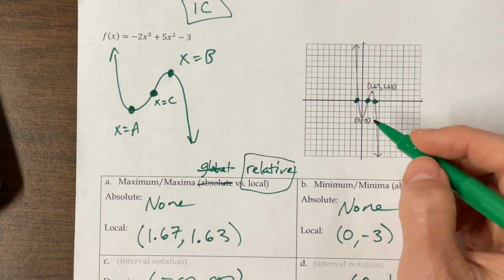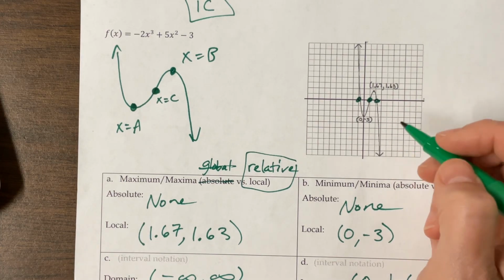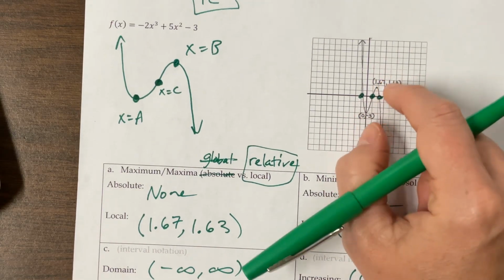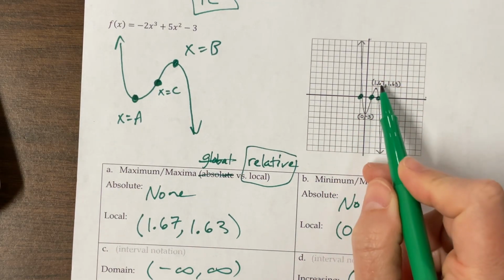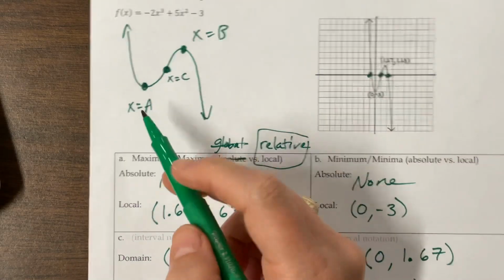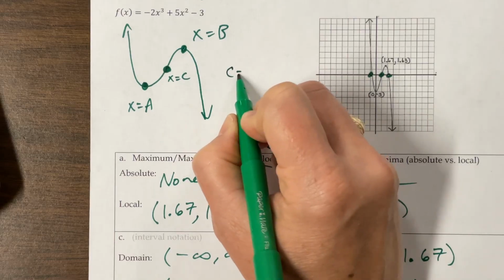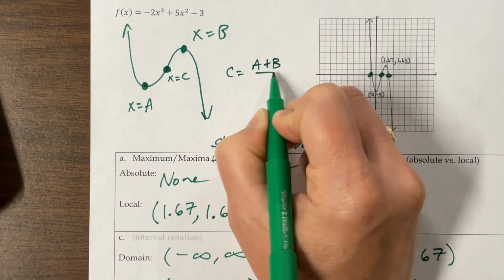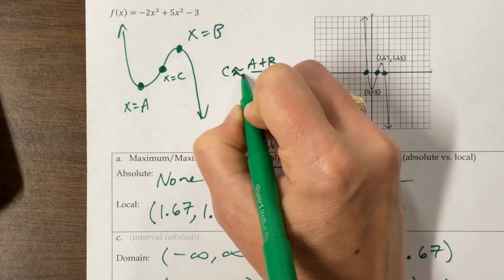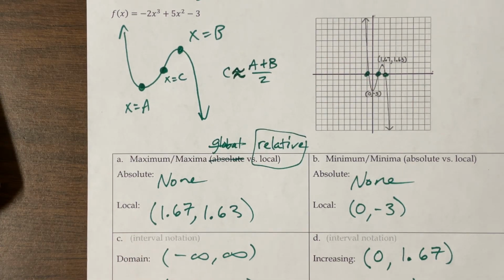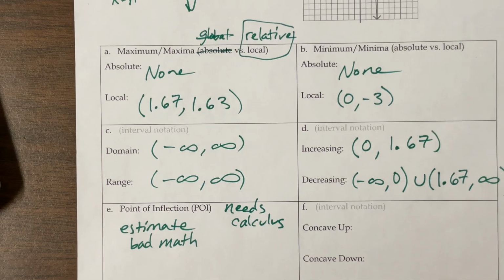I'm going to teach you a wrong way. You have to get to calculus to learn the actual correct way to find that point. But the wrong way is that it's roughly halfway between this minimum and that maximum. So what I'm saying here is that C would be the average of A plus B, so A plus B divided by 2. Let's not say equal. Let's say it's approximately. That's bad math, but for our purposes now we're going to go with it.